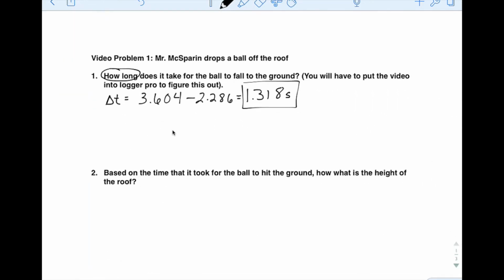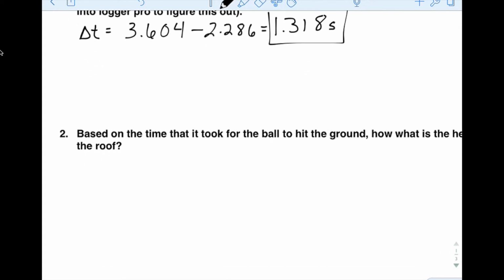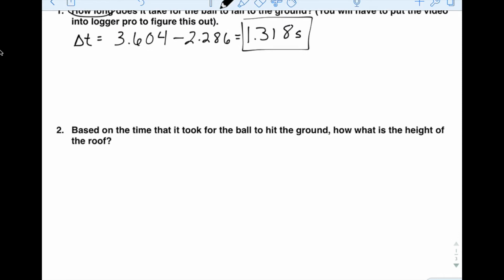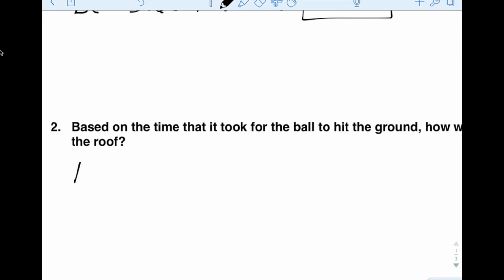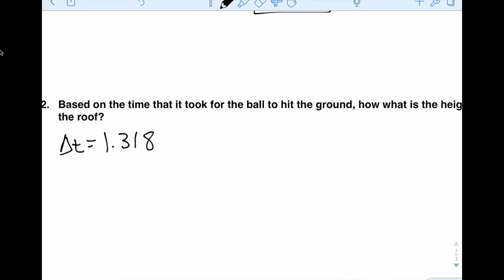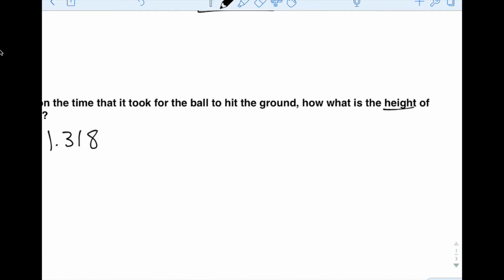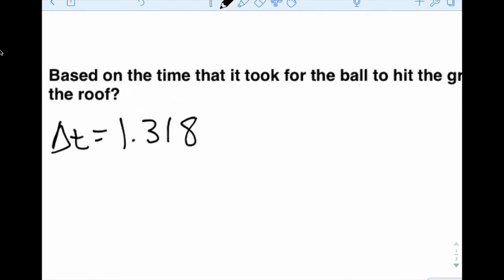Okay, cool. We're not going to have to go back to Logger Pro now. That's all we had to do in Logger Pro. It's really simple. But now it says, based on the time it took for the ball to hit the ground, what's the height of the roof? First thing I want to do is write down that delta t is 1.318. That's my given. Now this says what is the height of the roof? Well, that sounds an awful lot like, zoom, there we go.